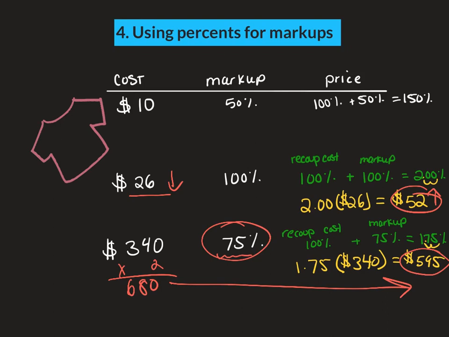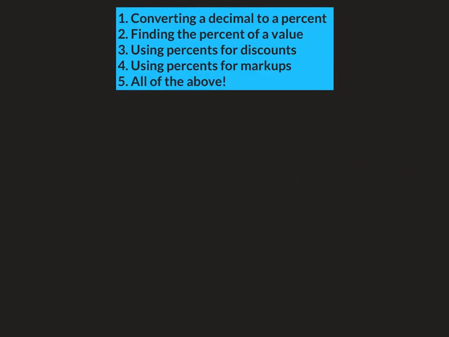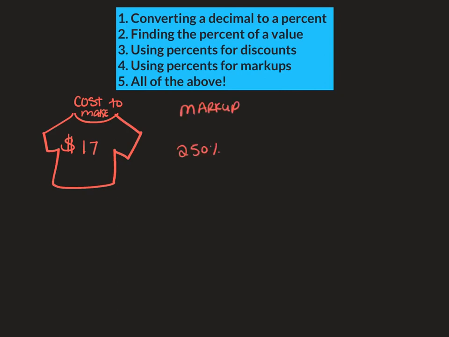Okay? So in this last example, the cost of $340 is lower than what we're charging for the item, so everything checks out and makes good sense. Now for the final big one, putting all the pieces together. Suppose there's a shirt you like that costs $17 to make, and the store which sells it charges a 250% markup. Find the price they would charge for the shirt.